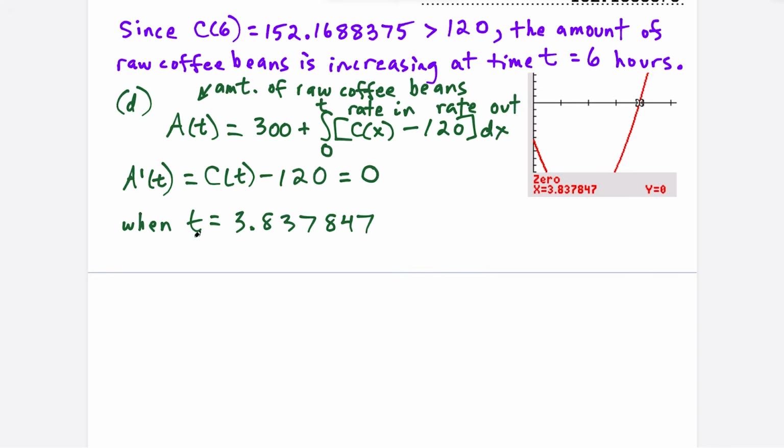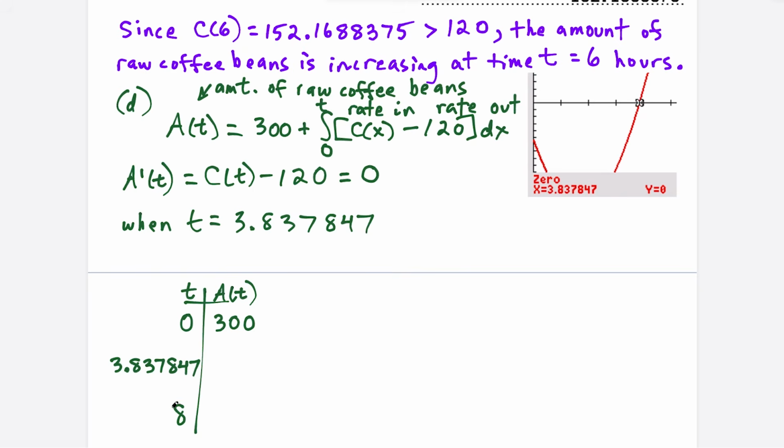So now that we found the critical point here, what we're going to do is evaluate A of t at 3 locations. We're going to evaluate A of t at the endpoints, so at 0 and 8, but we're also going to evaluate A of t at this critical point here. So now for the first entry, we could just see that A of 0, if you were to plug in 0 for t, is equal to 300, which makes sense because they told us at the beginning of the workday, there's 300 kilograms of raw coffee beans.